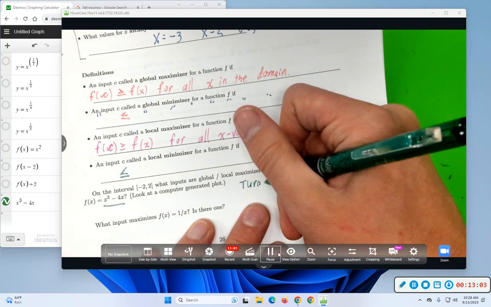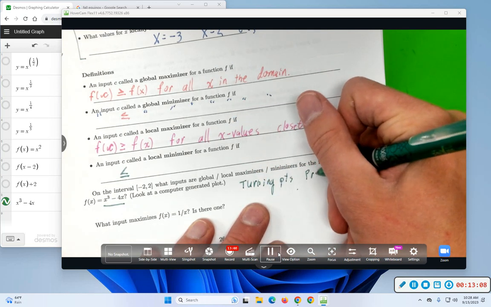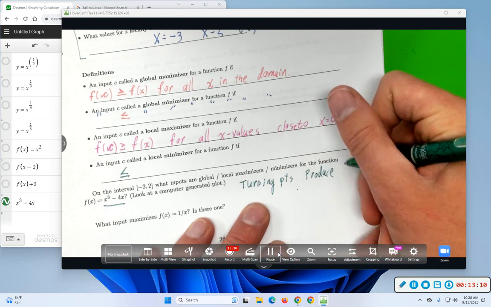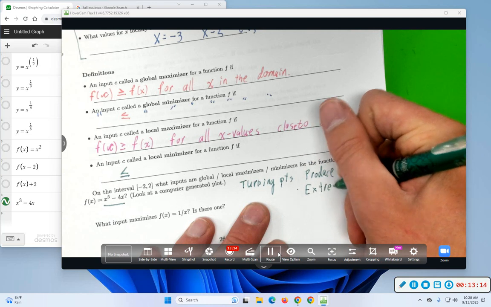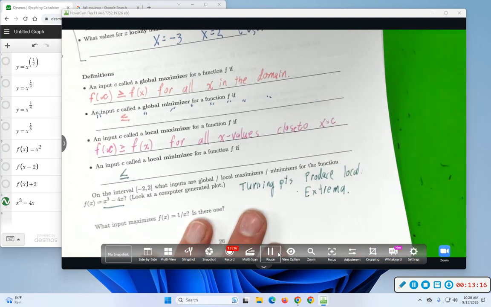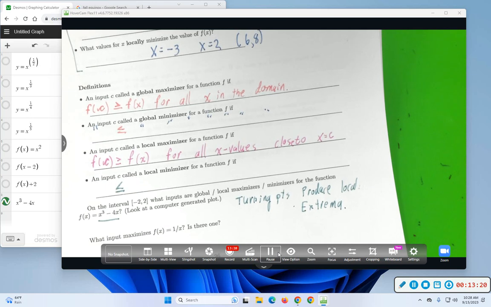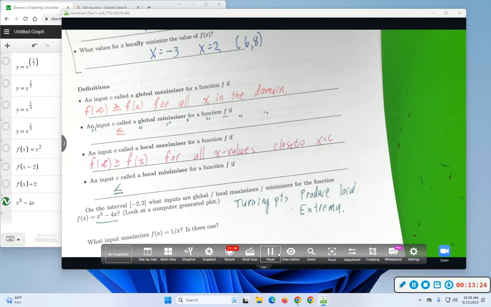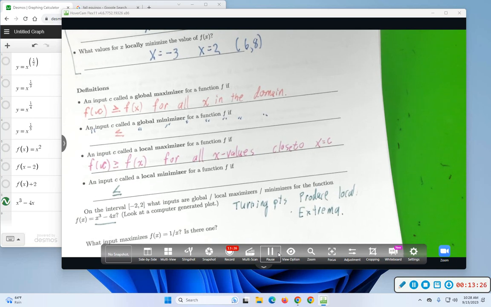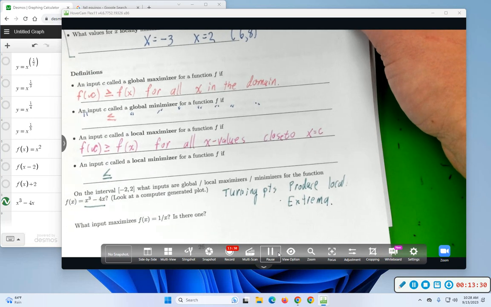Here's a takeaway: turning points produce local extrema. Hopefully that makes a lot of sense. If you increase until you make it to that point and then you start decreasing, then that's a maximum. It's only a local maximum because you don't know what happens far away. Groovy. That feel pretty good?